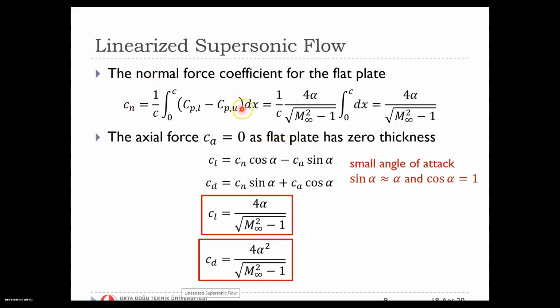And then if you just use the integral from 0 to chord length of Cp lower minus Cp upper in order to calculate the normal force, you end up with the normal force represented by this term. The axial force, on the other hand, is 0, because a flat plate has 0 thickness or infinitely small thickness. Then using the CL and CD relations with the normal force and the axial force, and assuming that the angle of attack is small, sine alpha approximately alpha, cosine alpha 1, you can get the CL and CD terms as shown here.